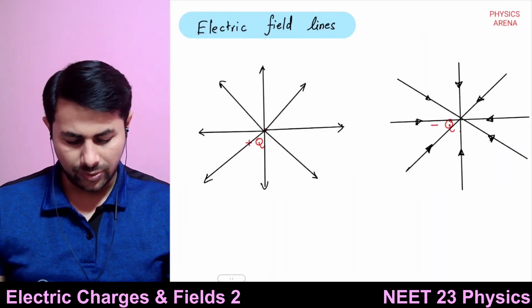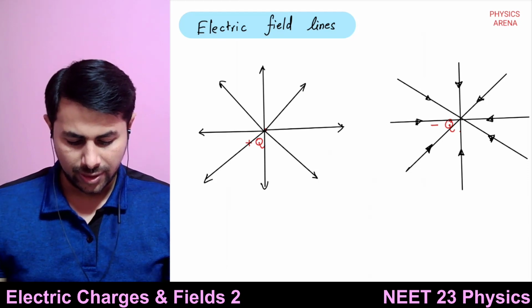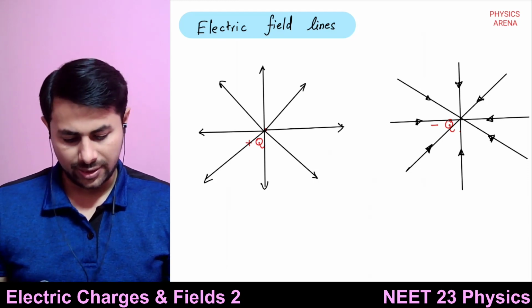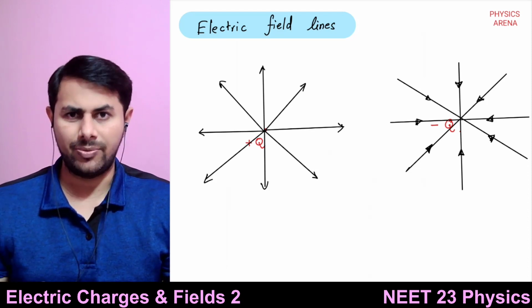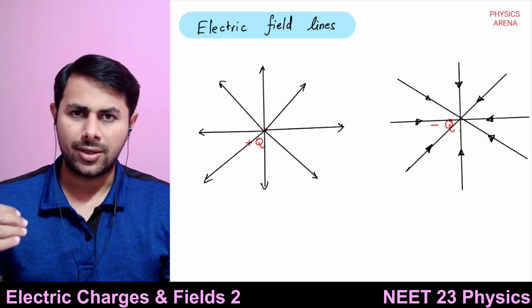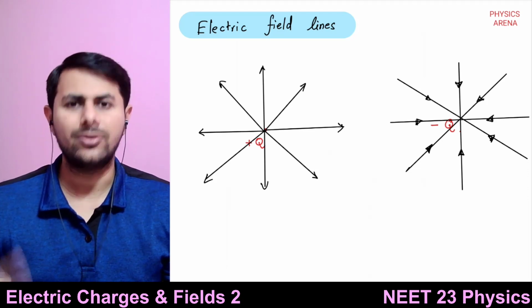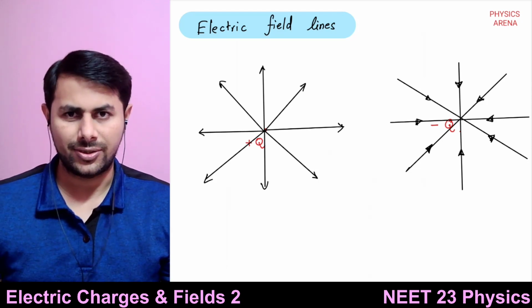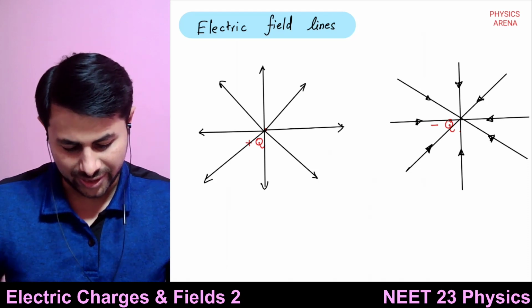So now let us see some properties of electric field lines. Electric field lines are the lines drawn to show the electric field in some region. They are directed along the force acting on a positive test charge. A positive small test charge, not unit, a positive small test charge.